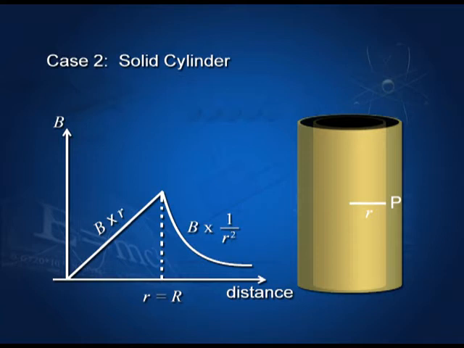In the graph, it is very clear that the magnetic field B varies directly proportional to the radius small r till small r equals capital R, the radius of the cylinder. When small r equals capital R, the magnetic field becomes maximum. If we go out of the cylinder, that means the distance of the point P is more than the radius of the cylinder, then the magnetic field B is inversely proportional to distance.